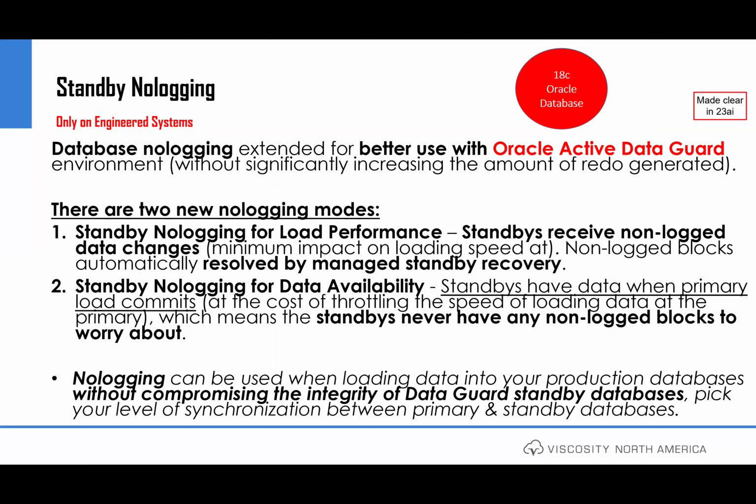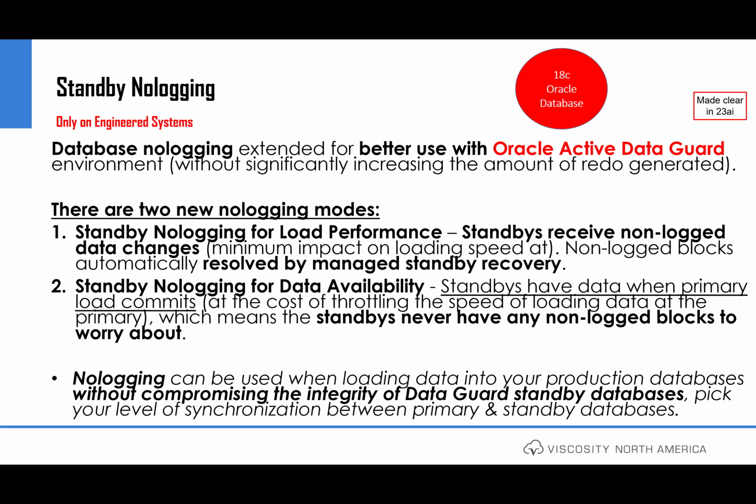So basically, the data availability is your typical equivalent to forced logging. But when I'm saying no logging for low performance, literally the standby receives non-logged blocks. So without it, basically, we'll report it as a corrupt block. But the managed recovery process will go back to the primary, fetch all the correct blocks, and fix whatever it needs to fix on the standby.